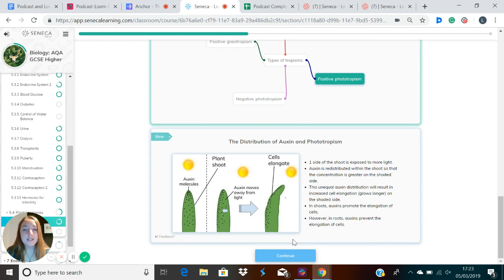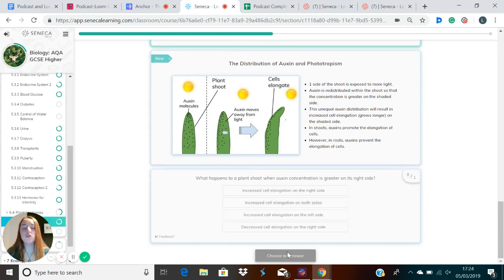The distribution of auxin affects phototropism, which, if you can remember, is the directional growth towards or away from a light source. One side of the shoot would be exposed to more light if the light source is on one side. Auxin is redistributed within the shoot so that the concentration is greater on the shaded side. This unequal auxin distribution will result in increased cell elongation on the shaded side. In shoots, auxins will promote the elongation of cells, but in roots, auxins would prevent the elongation of cells.